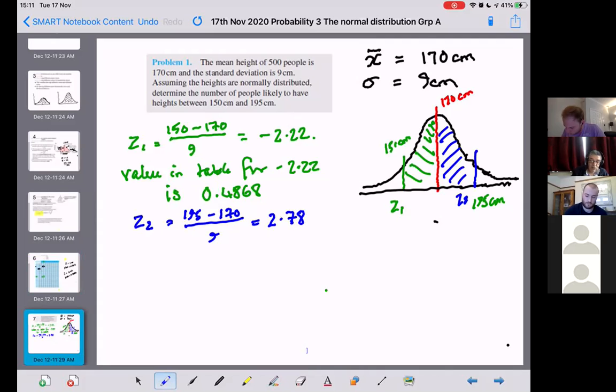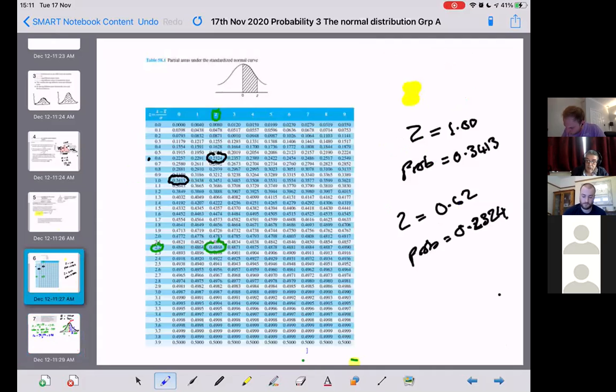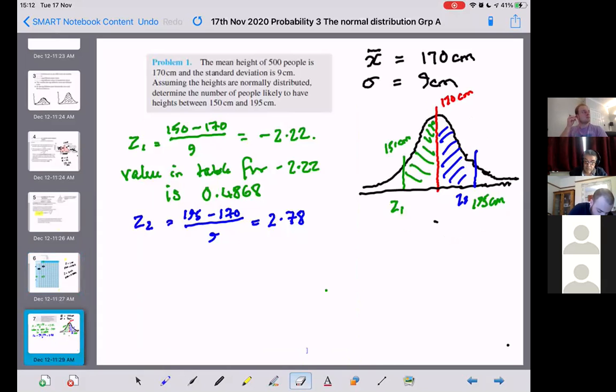And again, we go to the table and we look for 2.7. There's 2.7 in that line, and 8 there. 0.4973.